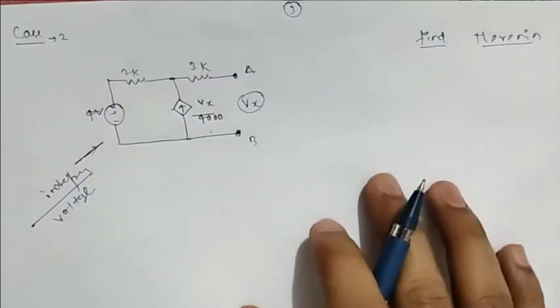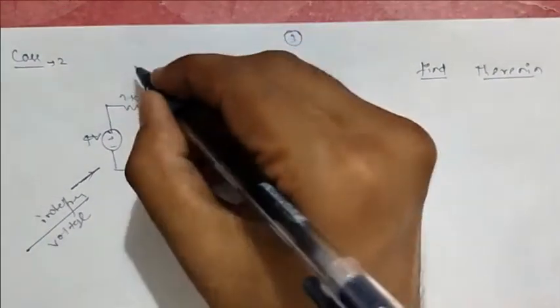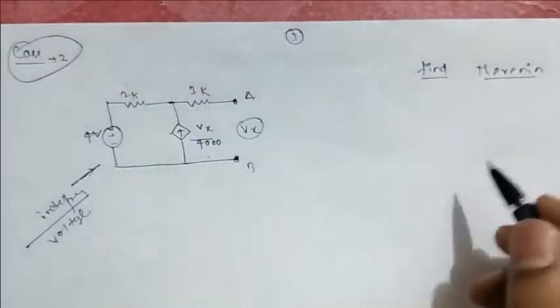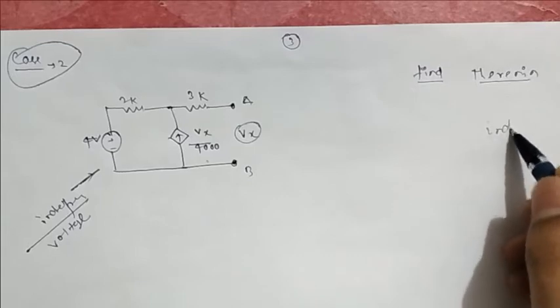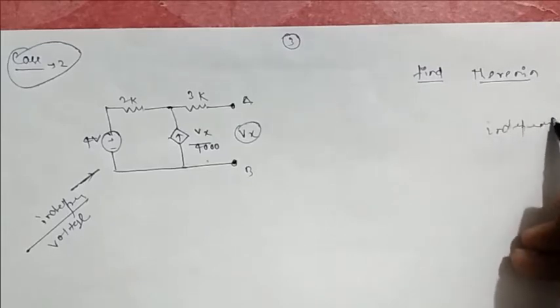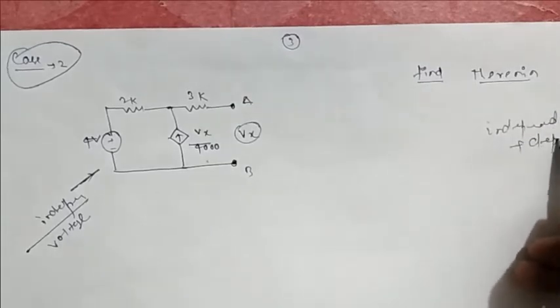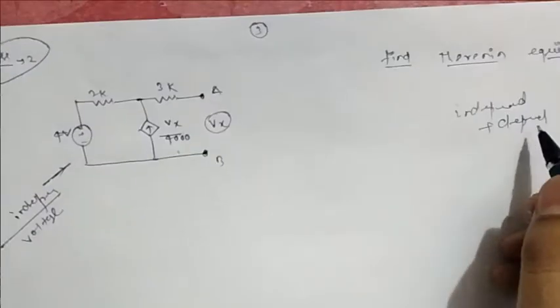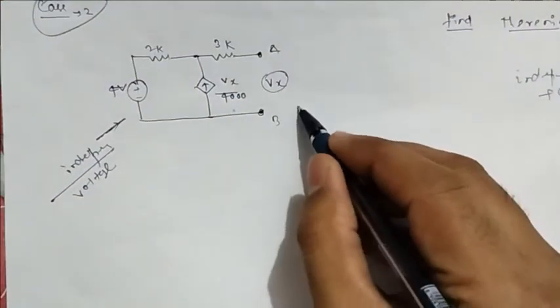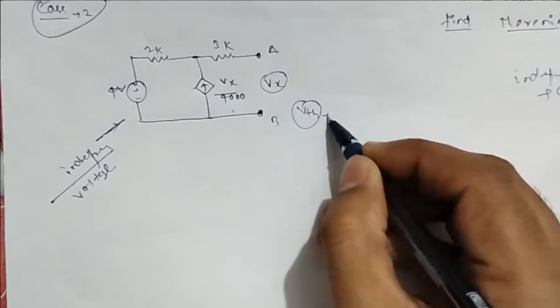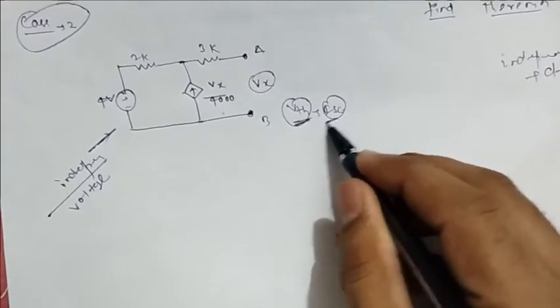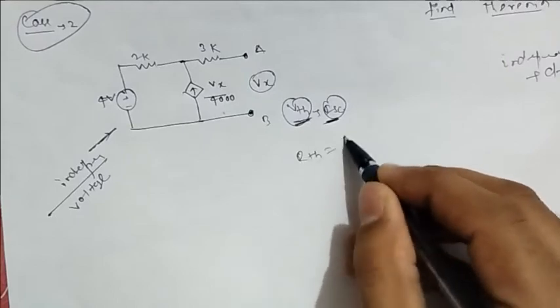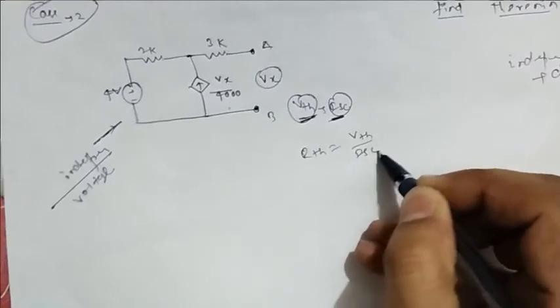Now how are we going to solve this type of circuit? This is a case 2 problem. Case 1 was composed of only independent voltage sources. Now here both independent and dependent voltage sources are there. Here we are going to find VTH and ISC, and by finding VTH and ISC we are going to calculate RTH is equal to VTH by ISC.